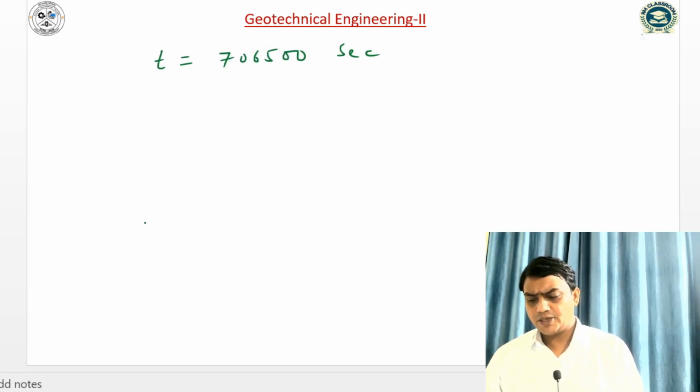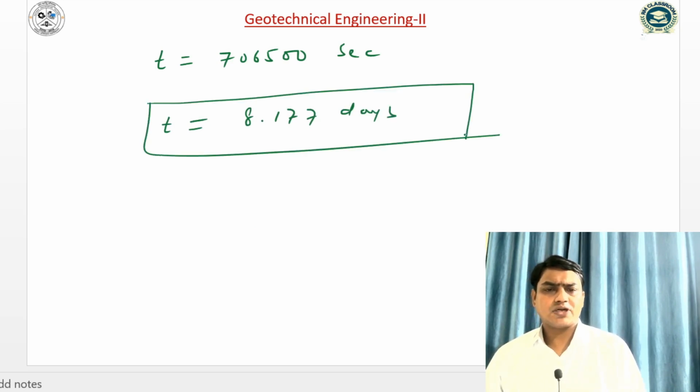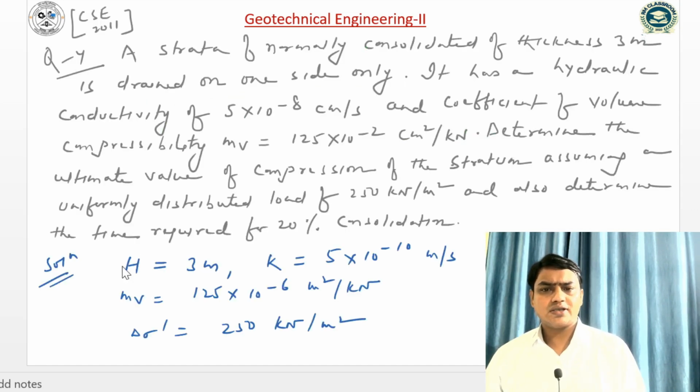So divided by 24 into 3600, the time is 8.177 days. So for the 20% degree of consolidation, 8 days will be taken to complete the 20% consolidation.